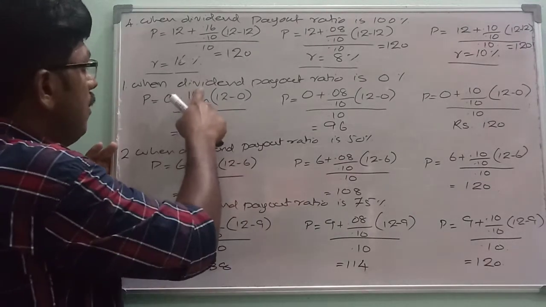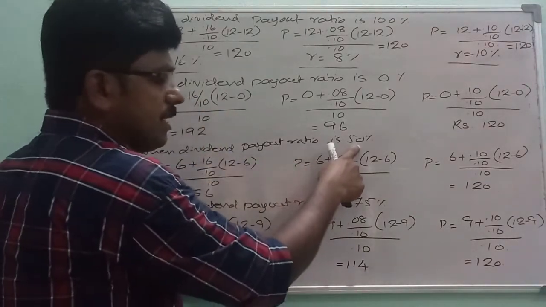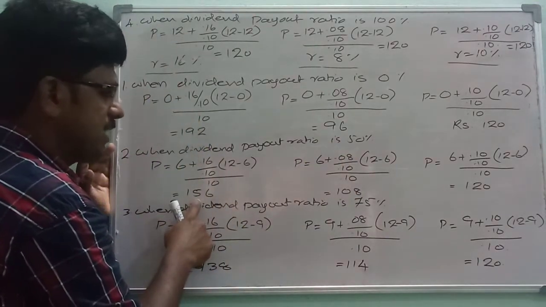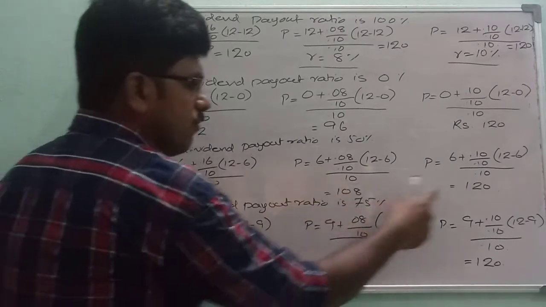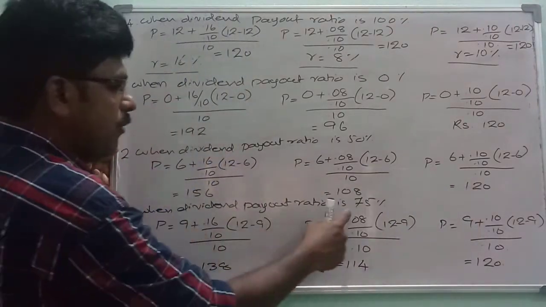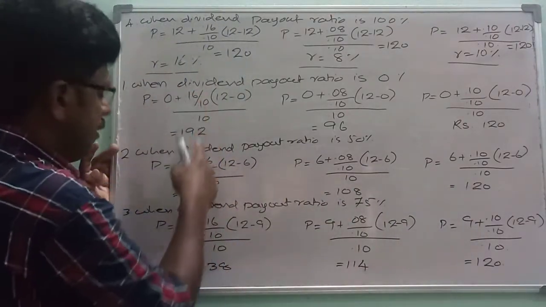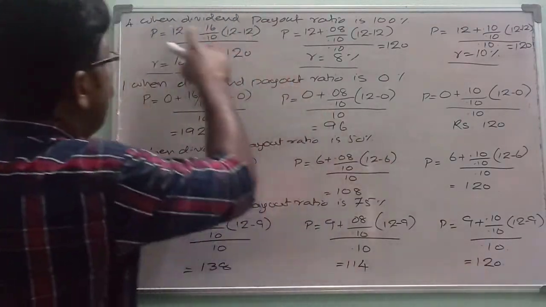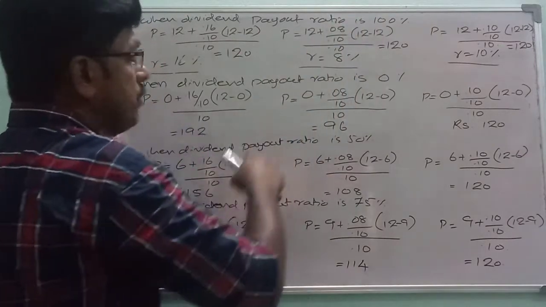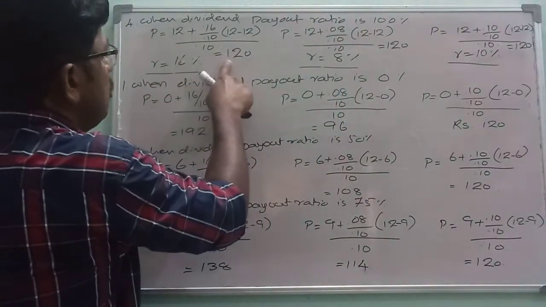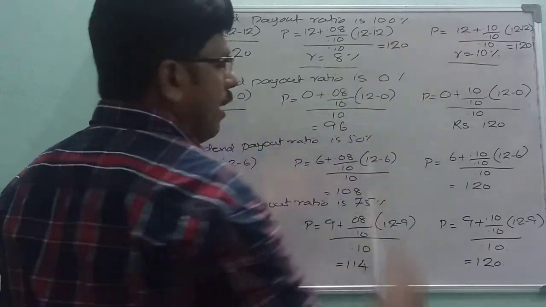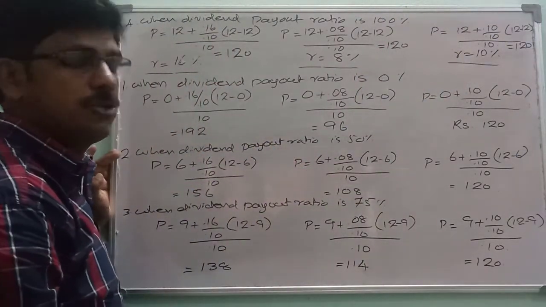Now note, when dividend payout ratio is 50%, market price of equity shares becomes 156, 108, 120. Here payout ratio 75%, 16% reduces to 138, 114, 120. When dividend payout ratio is 100%, 16% becomes 120, 8% becomes 120, then next 10% becomes 120.